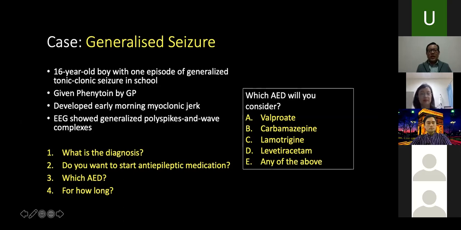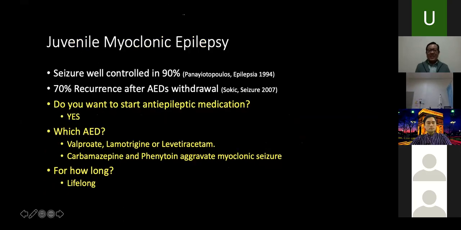So which AED would you consider? Valproate, carbamazepine, lamotrigine, levetiracetam, based on the four rules just now: the evidence, the seizure types, the guidelines, as well as the simple rules. So based on the simple rules, valproate is good, and this is a boy. We have no other concern, and we can straight away say valproate is the best.